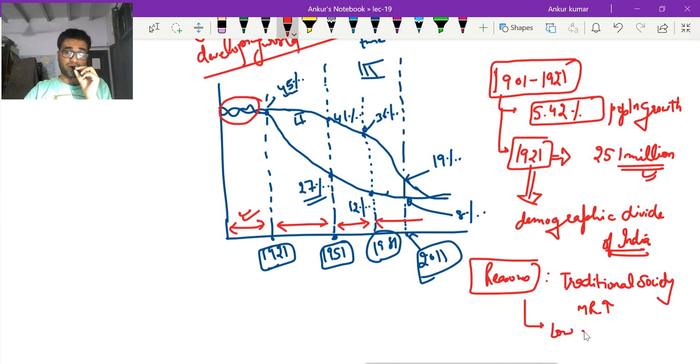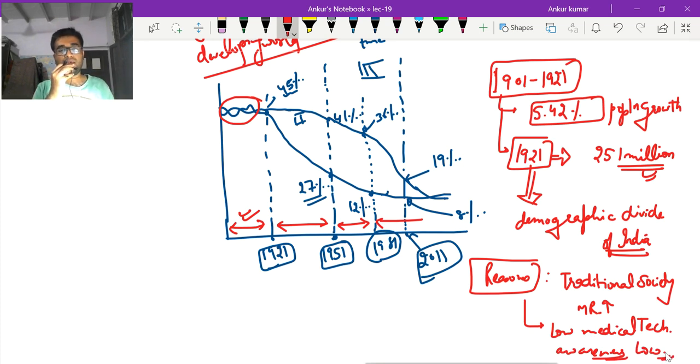There was low medical technology, and awareness regarding hygiene was very low. All these factors led to a very high mortality rate, and high mortality often led to insecurity in families, so families ended up procreating more children. This led to a high fertility rate during the initial period up to 1921. So this is the first phase of the analysis, from 1901 to 1921.